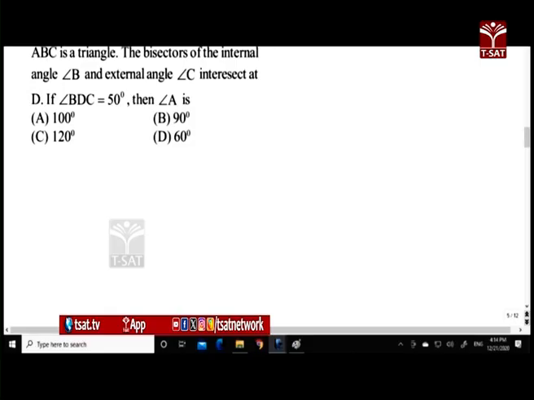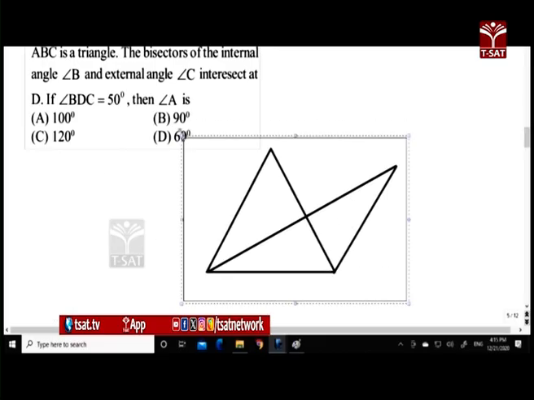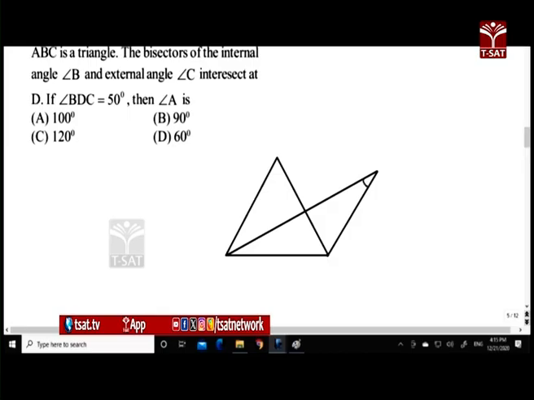ABC is the triangle. The bisectors of the internal angle B and the external angle C intersect at D. In this triangle, one is an internal angular bisector and the other one is an external angular bisector, and BDC is given as 50 degrees, then find angle A. So you can consider this figure. You are already familiar with this. If this angle is given as 50, BDC, one internal, one external, then what is A? We know angle BDC is equal to angle A by 2. Therefore, angle A is equal to 2 times angle BDC, which is 2 times 50, 100 degrees.